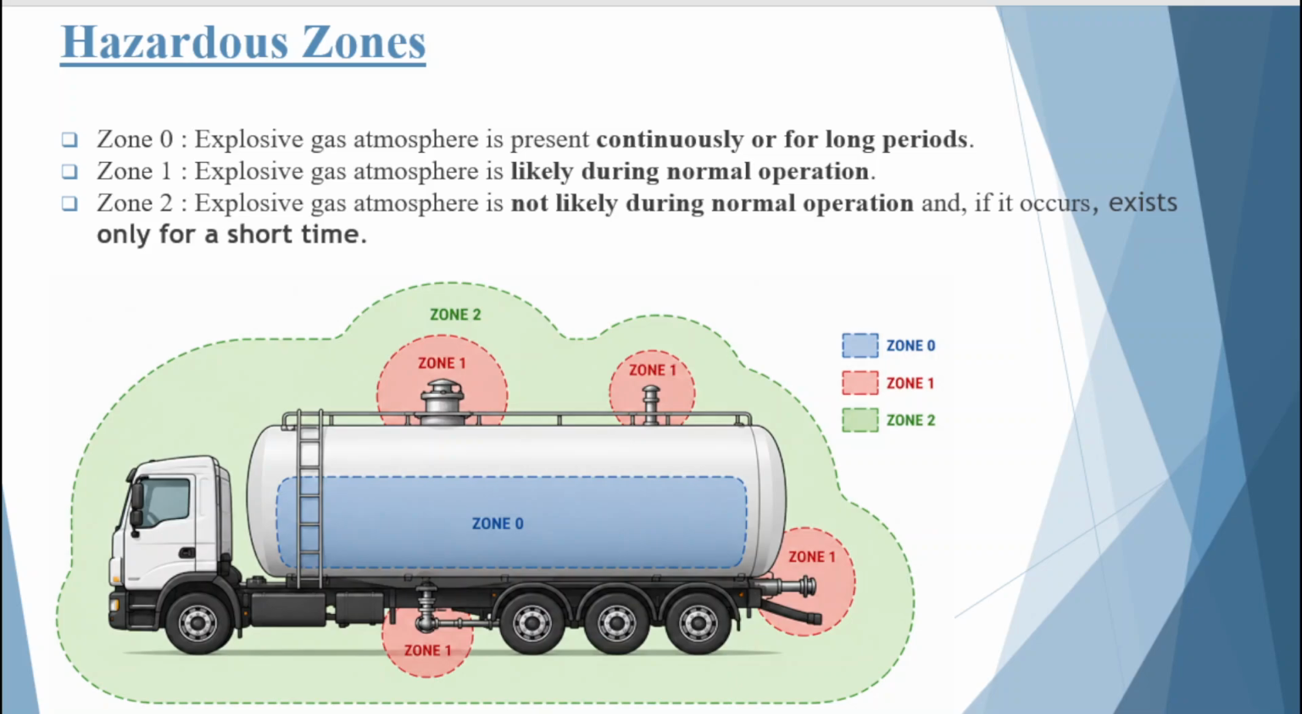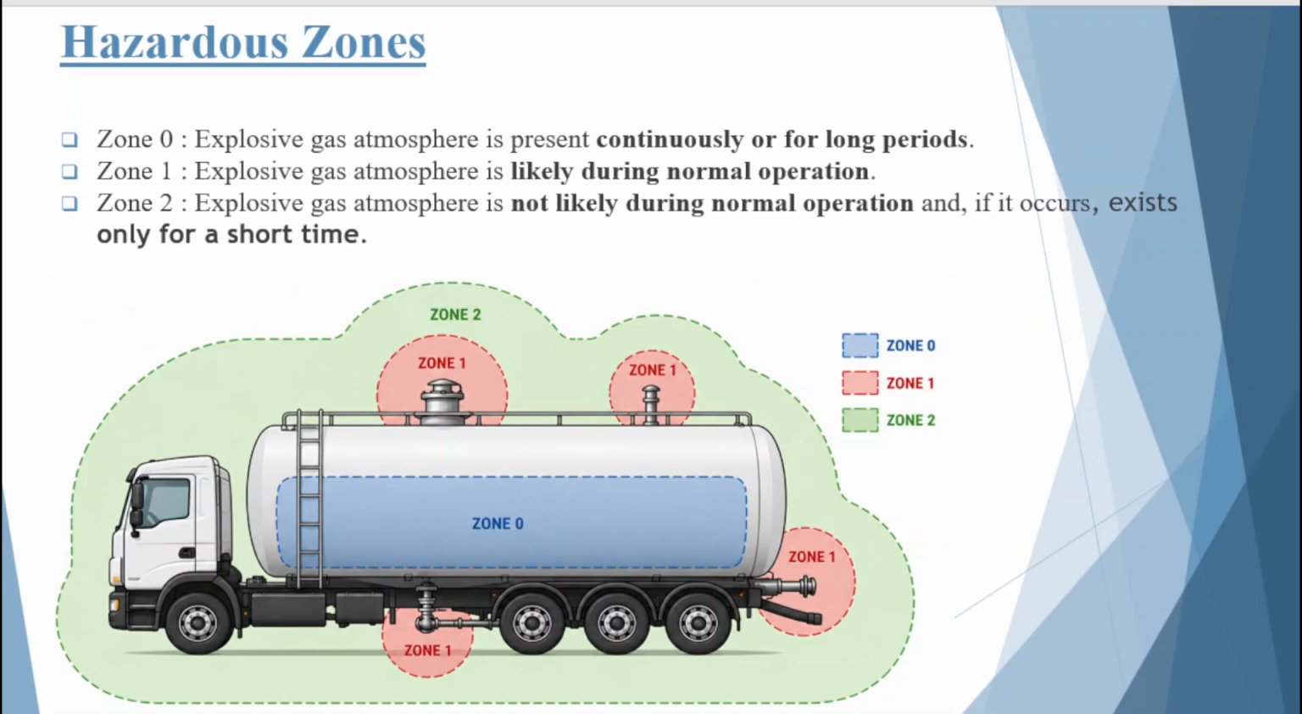Next is Zone 1. In Zone 1, an explosive atmosphere is likely to occur during normal operation, but it is not present all the time. For example, the area around a pump mechanical seal, valve, or sampling point may occasionally experience the release of flammable gas or vapor during normal plant operation. Because these releases are expected to occur from time to time, these locations are typically classified as Zone 1.